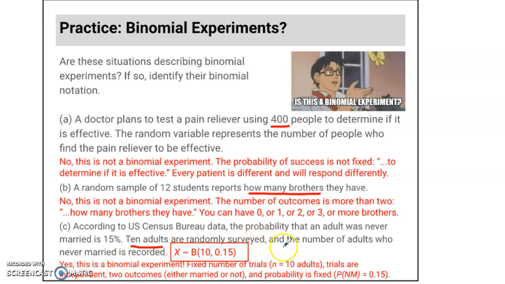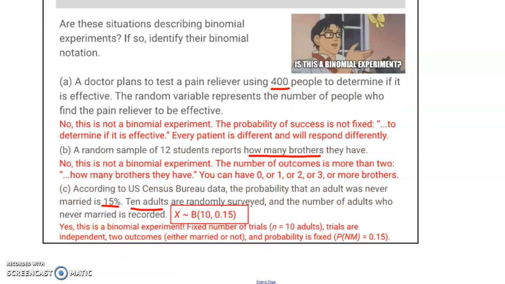Because one adult being married doesn't necessarily affect another randomly selected adult being married. There are either two outcomes, married or not married, and the probability is fixed because it gives it to us. It says the Census Bureau has collected this information.